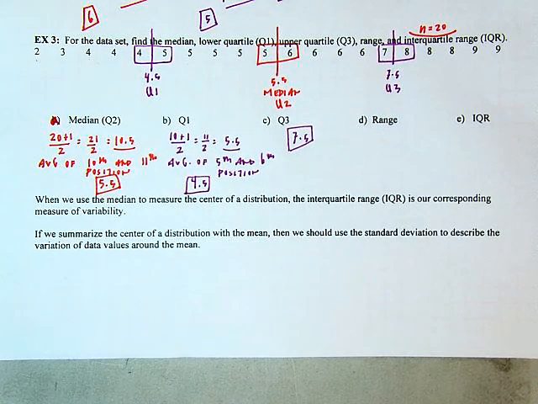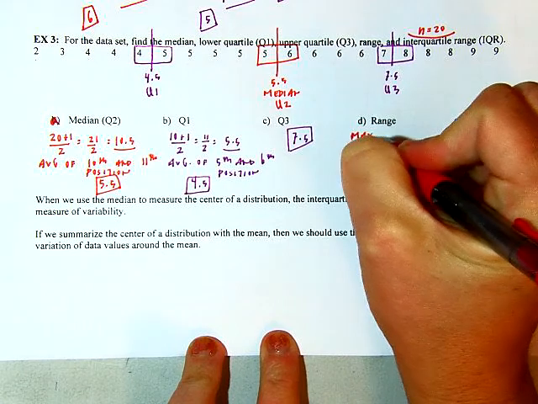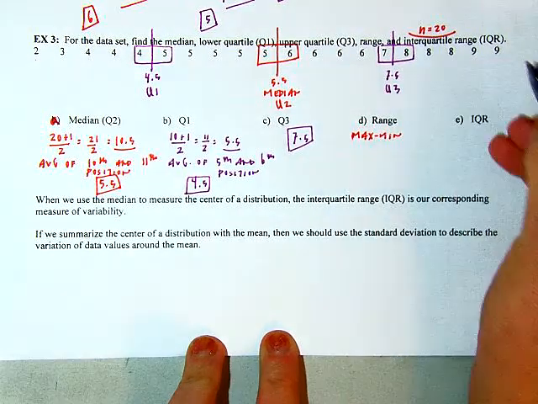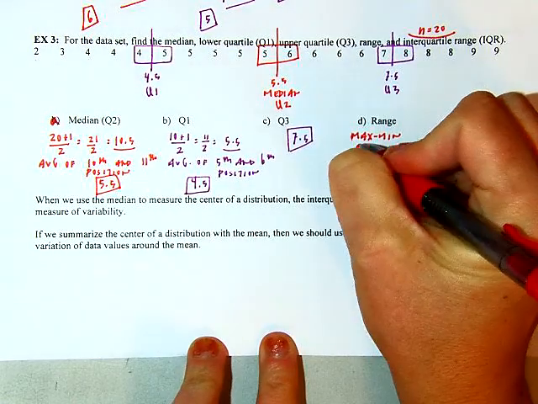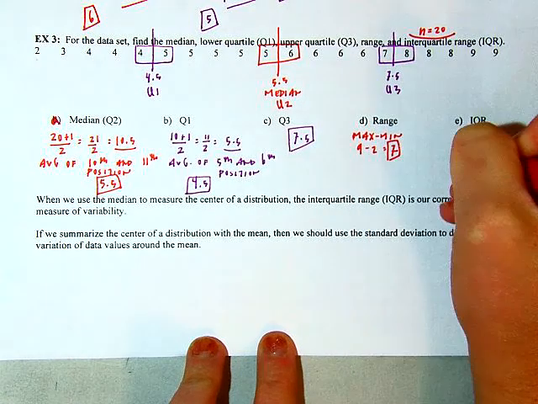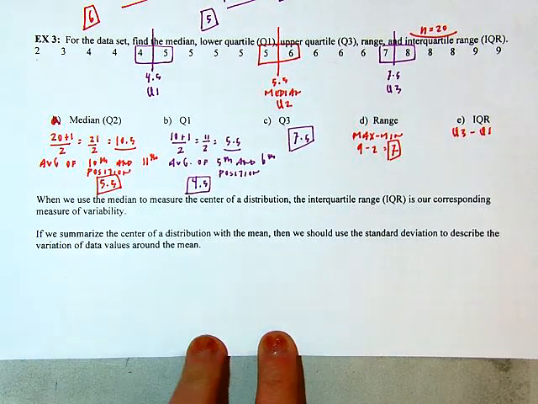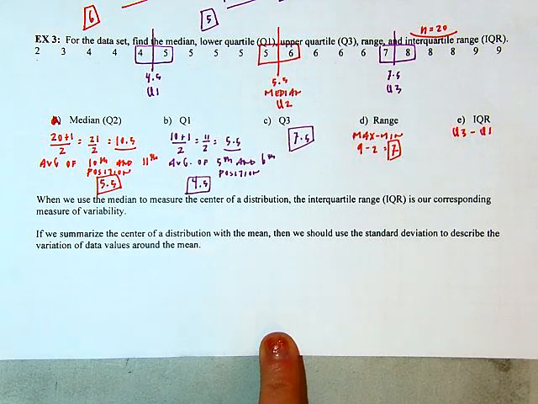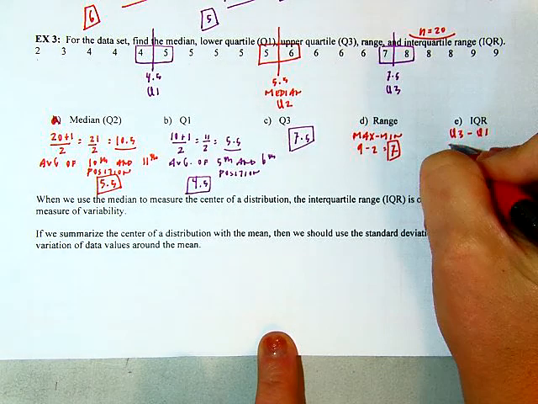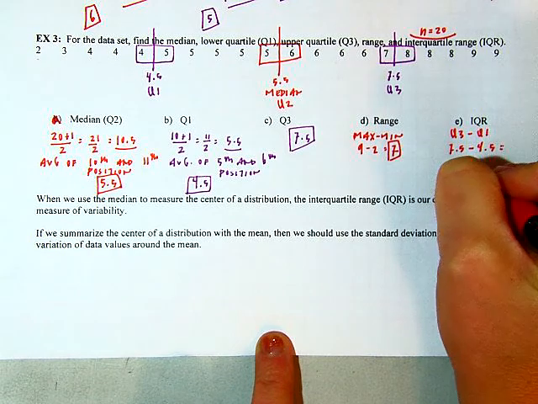All right, range, pretty easy. Looking at the max minus the min. So 9 minus 2, going to get me 7. And then the interquartile range, right, the middle half of data, the spread of the middle half of data. Here we're looking at 7.5, take away 4.5, and that gets us 3.